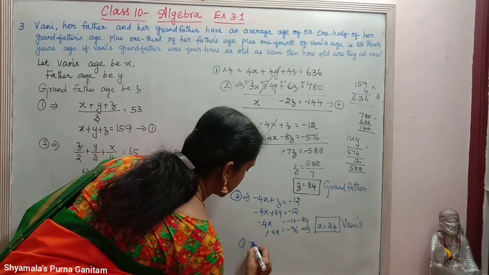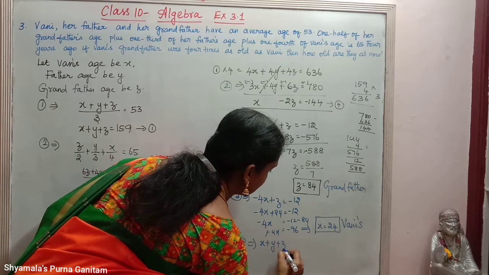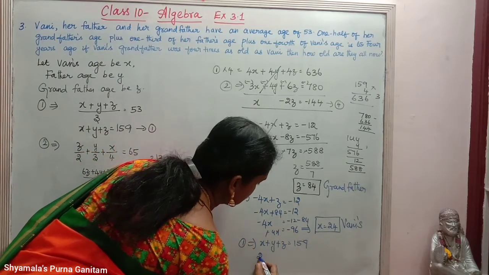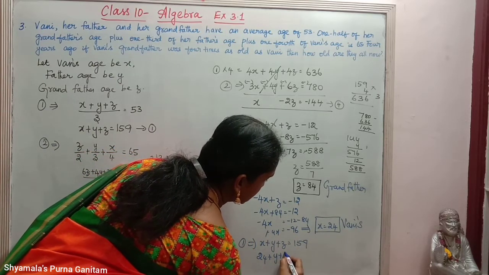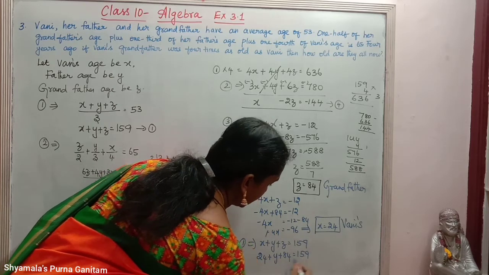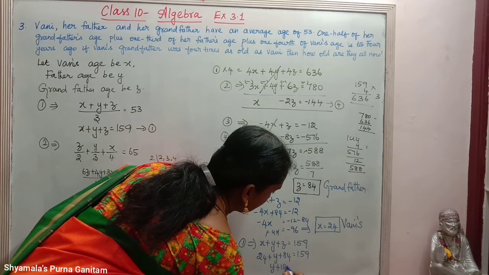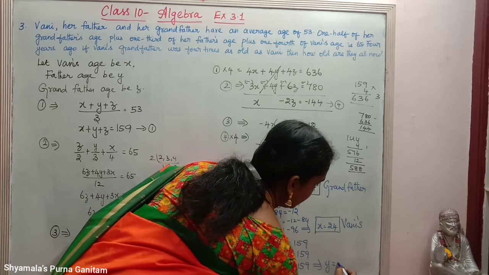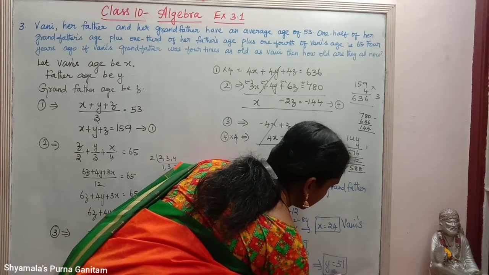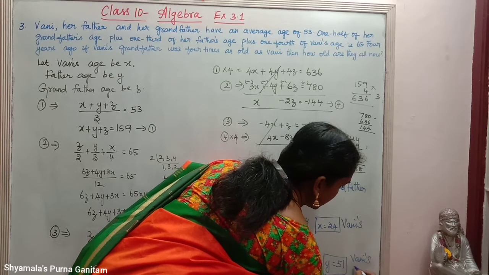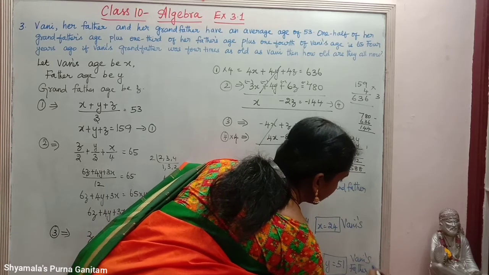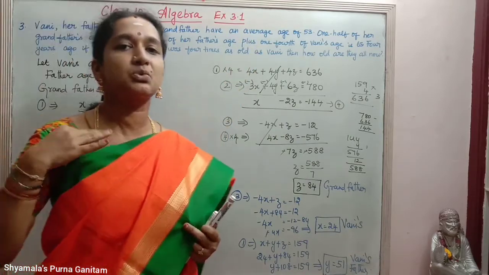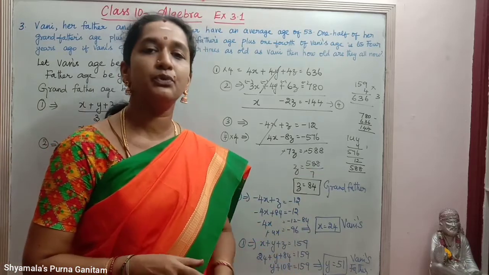Then we take the first equation: x plus y plus z is equal to 159. So x is 24, z is 84, so y plus 108 is equal to 159. So y is equal to 51 years. That is Vani's father's age, 51 years. So like this, if a word problem is given, we have to take it as x, y and z values, and accordingly we have to find the value.